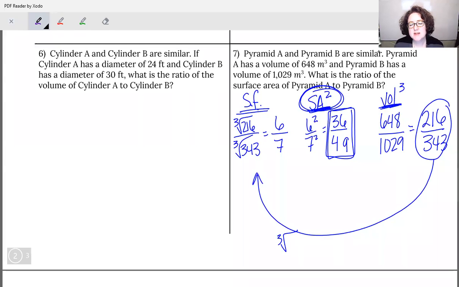So let's check out the rest of the examples from our 11C notes. Again, a few more examples on using different similarity relationships. Looking back at your organizer, let's look at example 6 next.